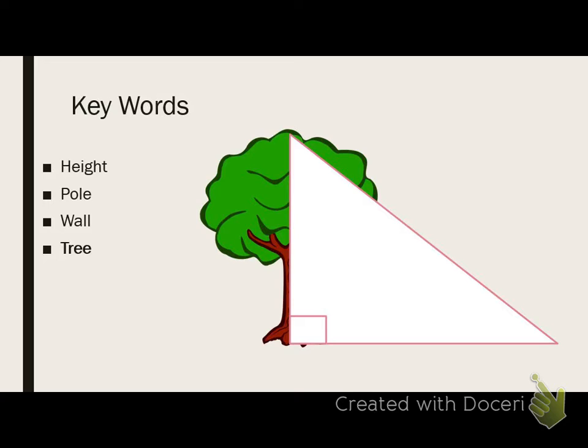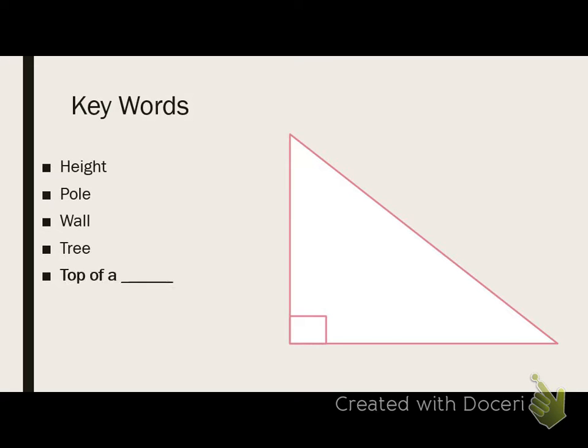This one you do need to write out the whole thing because you'll find it on a lot of word problems. The top of a slide, the top of a building, the top of your head, the top of a lamp post, the top of something. Because whenever you're told the top of something, it's actually telling you the height of it.